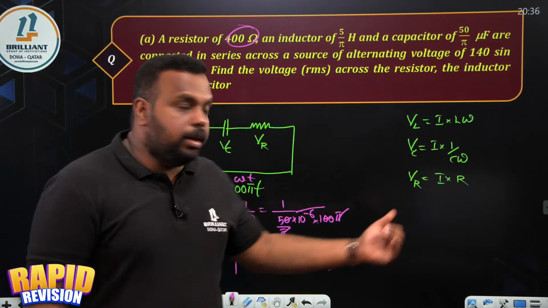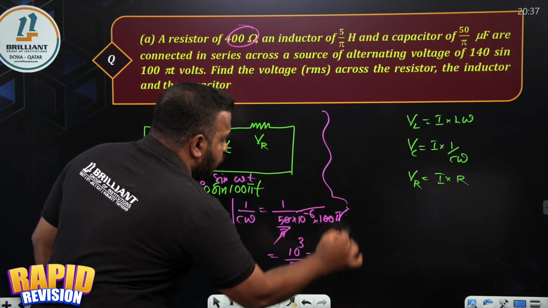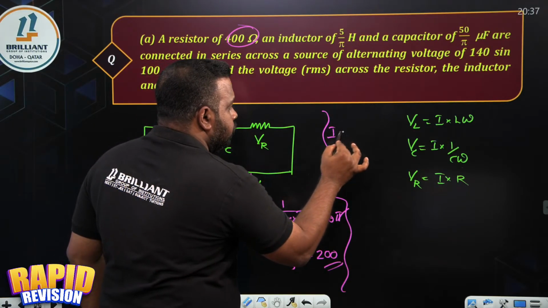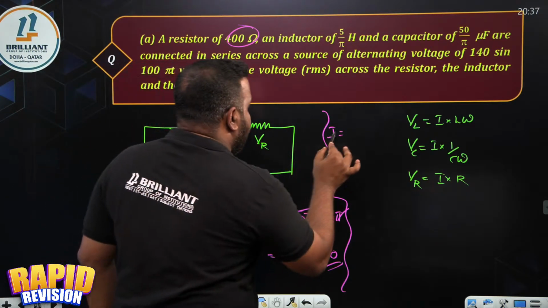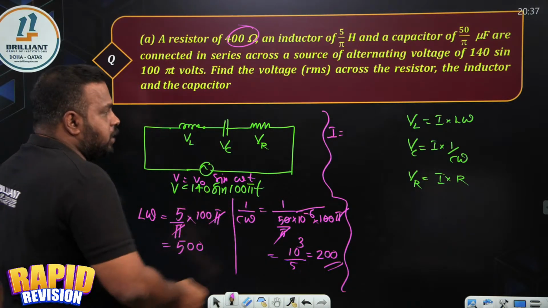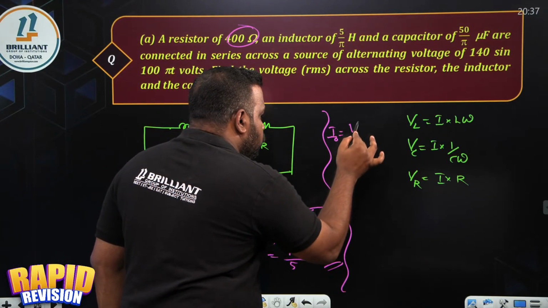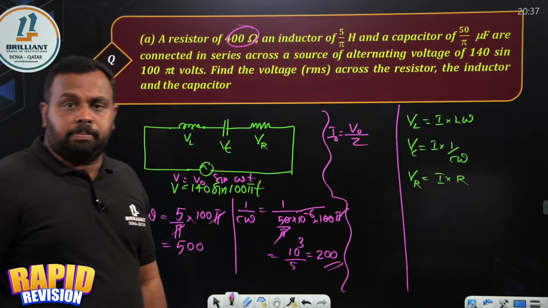So we got the values of XL and XC. Now how to find current? Our next step is finding current. So current I equal to V by Z. You can find I naught. Here V naught is given as 140. So I naught is equal to V naught by Z. The total resistance of the circuit is the impedance.